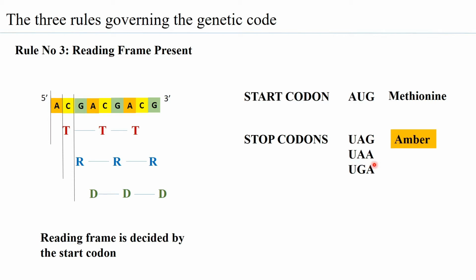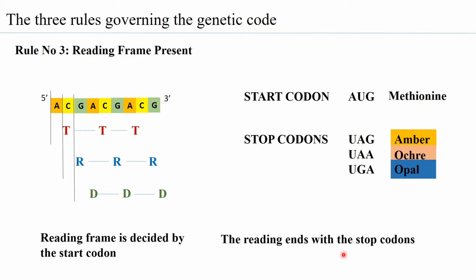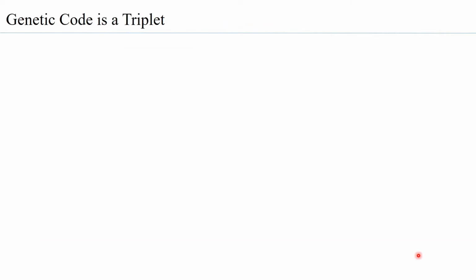When the next codon was identified to be a stop codon, which is UAA, keeping in consideration the color code, the second one was named as ochre. And the third one, UGA, which is the rarest of the stop codons, was named as opal. So that is how you have in the codons a start codon and stop codons. Any number of codons between the start codon and the stop codon will be read by the ribosome and translated into a protein. So therefore there is a reading frame. This reading therefore will always end with the stop codons.